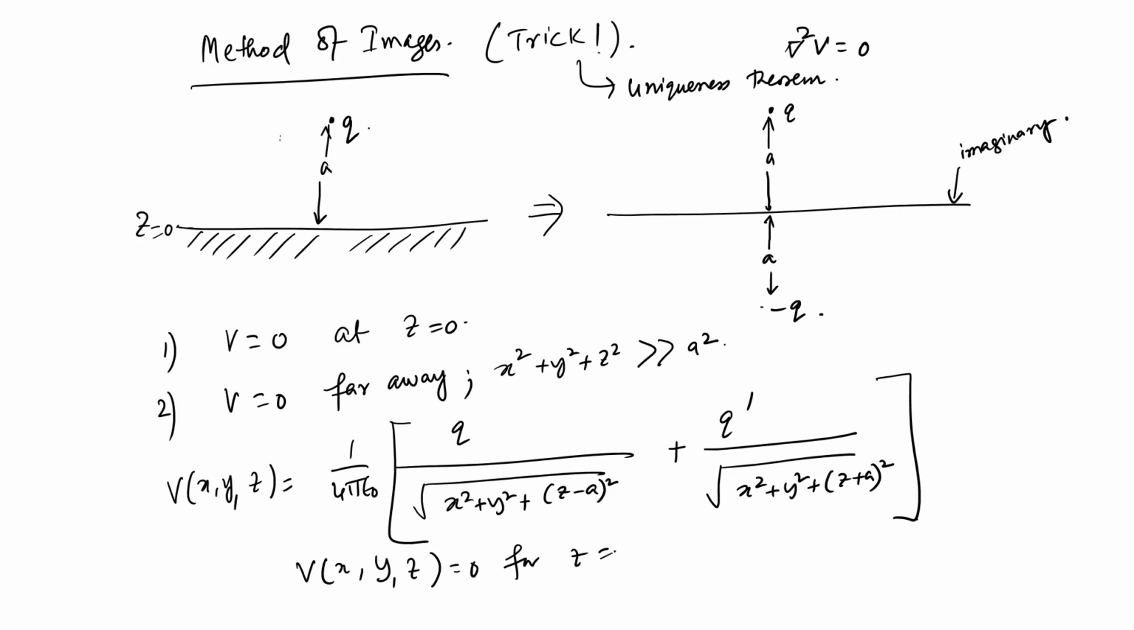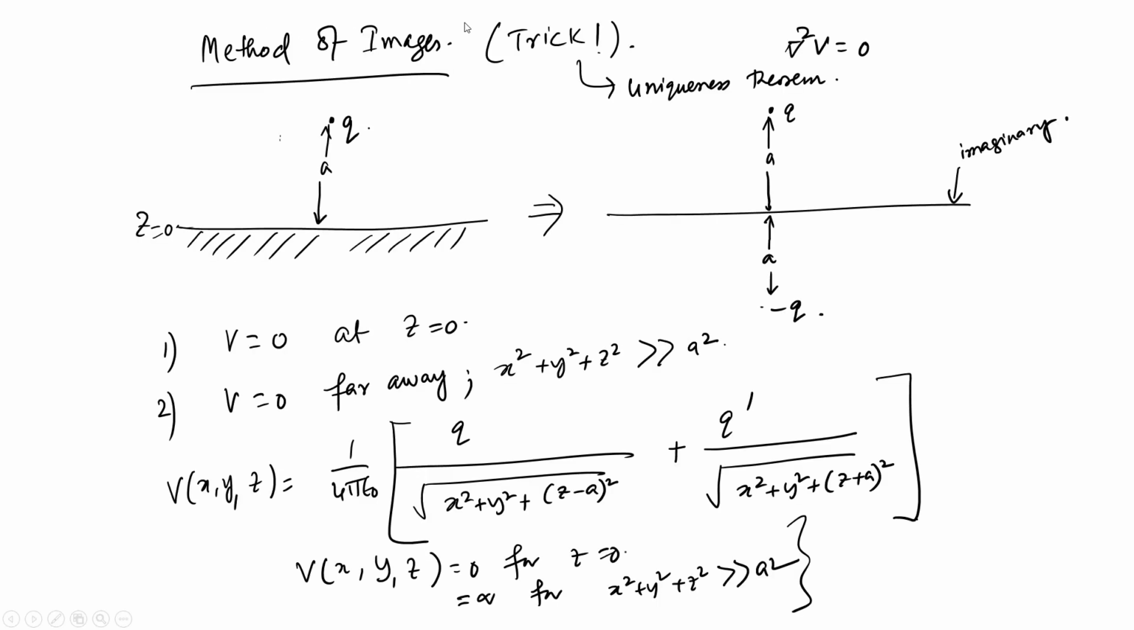for z equal to 0, and V equal to 0 for x square plus y square plus z square greater than a square, which are basically the two boundary conditions that you just saw. Then you will see that q prime is equal to minus q. Okay. So, we get q prime equal to minus q, and that is why it is called an image charge. We did not know initially that it was minus q, but when we wrote it as q prime and applied the boundary conditions, we got q prime equal to minus q.